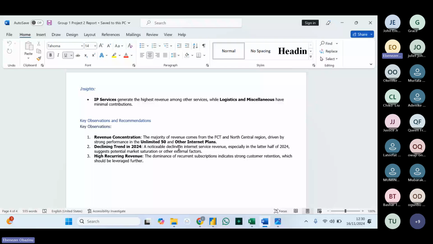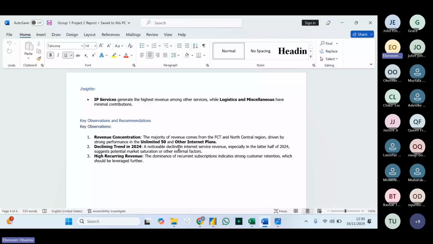And the major concern about this data set, the story I got from it, is that 2024, though it has not ended, we are performing poorly in 2024, both in terms of revenue and in terms of the number of products sold. Why? High recurring revenue.